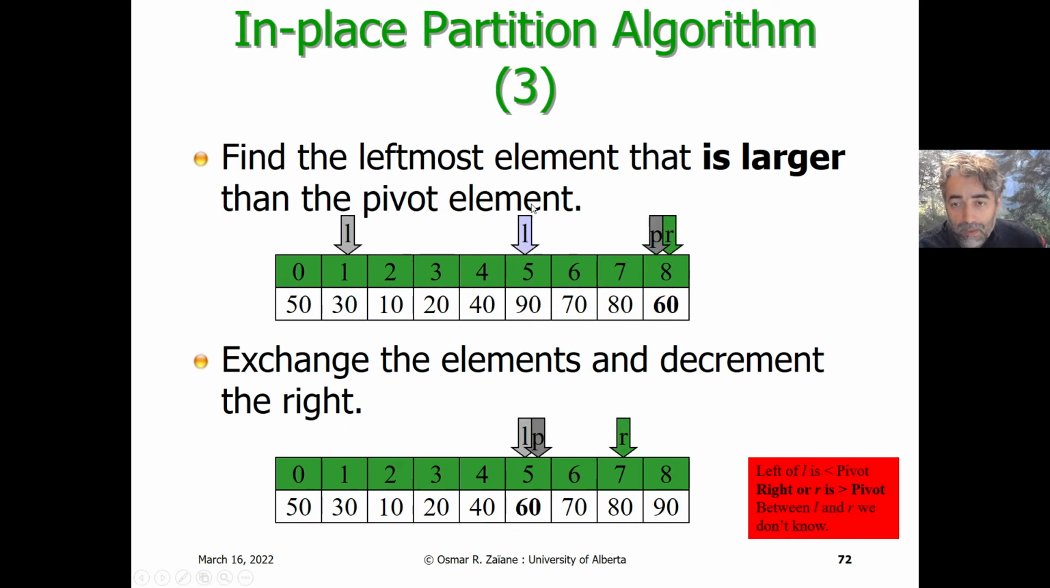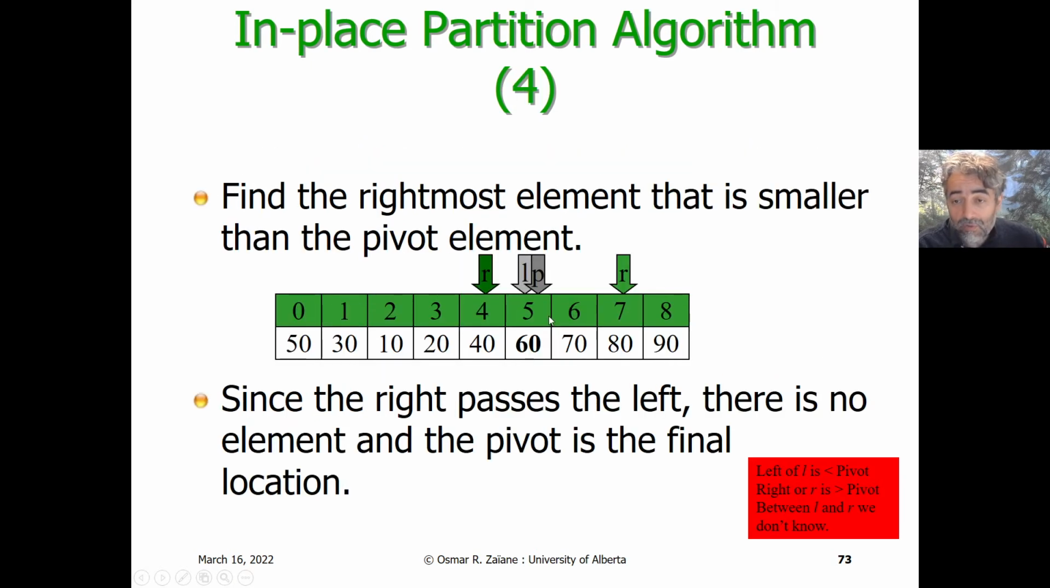Okay, so here I am, pointing at 90. 90 should not be on the left of 60, so I will swap 60 and 90. There you go, I have a 60 here and the 90 there. And then I start moving R. I move R by 1 first because I put the 90 there, and I compare. Is 80 bigger than 60? Yes, it's fine. Is 70, whoops, is 70 bigger than 60? Yes. So now I keep on moving R, and then suddenly R crosses L.